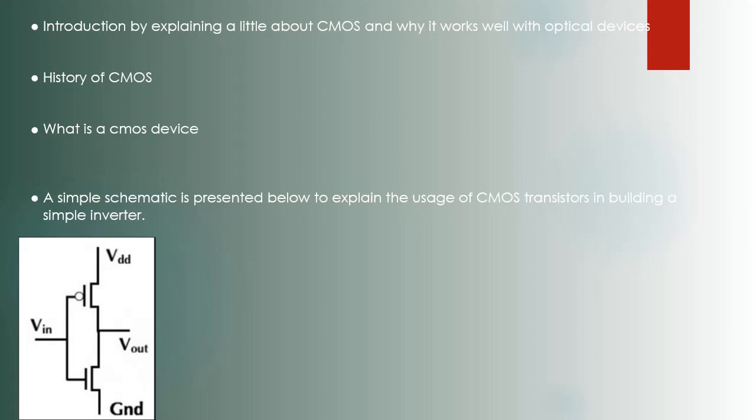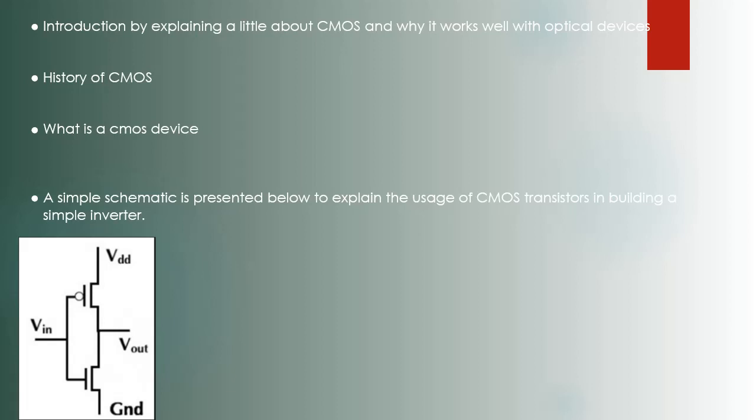What is a CMOS device? CMOS, also known as complementary metal oxide semiconductor, are transistors that make use of both P and N-type MOSFETs. PMOS transistors are generally used as part of the pull-up network, while NMOS transistors are generally used as part of the pull-down network.